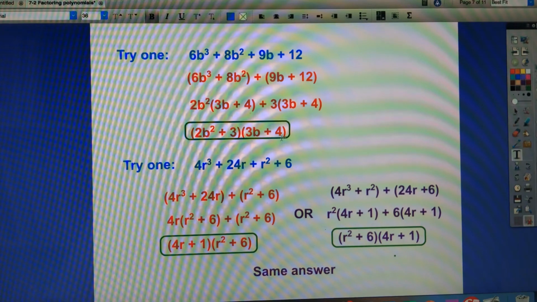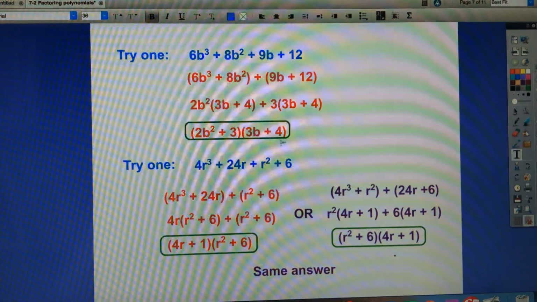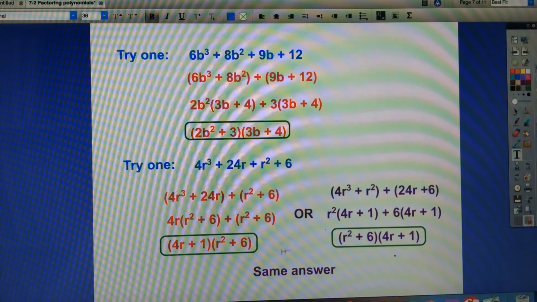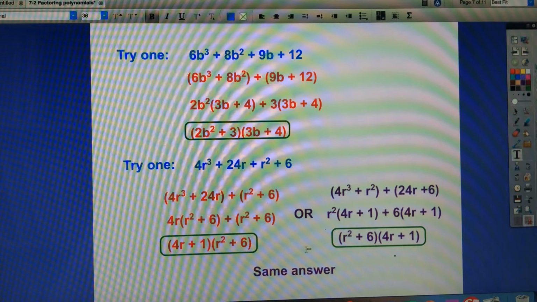Now, would it have mattered? My students always ask me, would it matter if I put them in a different order? You're going to see right now in this next example that it does not matter. I take the first two and the second two. I take 4r cubed plus 24r. I take r squared plus 6.